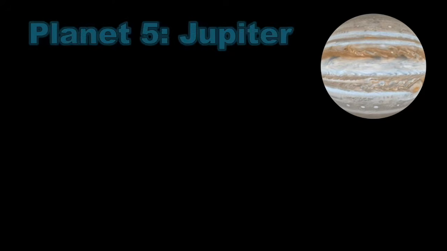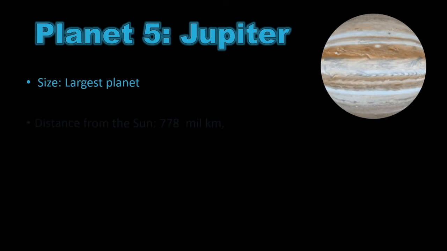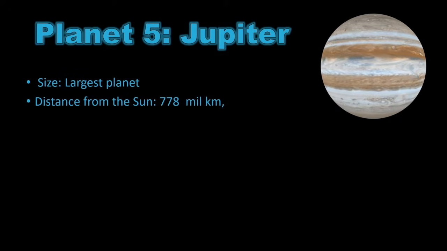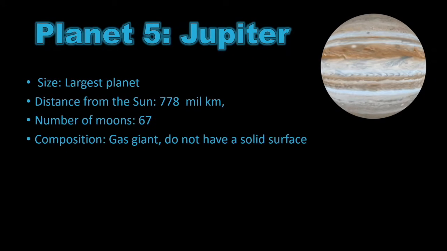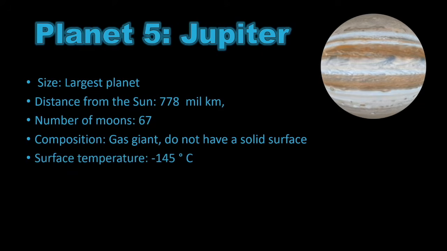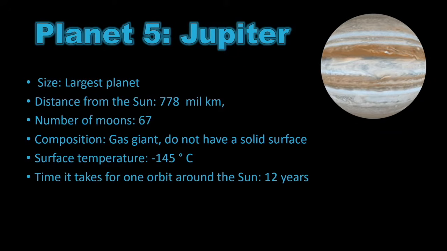Number 5 is Jupiter. This is our largest planet. It's about 778 million kilometers from the Sun. It has 67 moons. It's a gas giant, so that means it has no solid surface. The temperatures are around minus 145 degrees, and it takes about 12 years to orbit around the Sun.